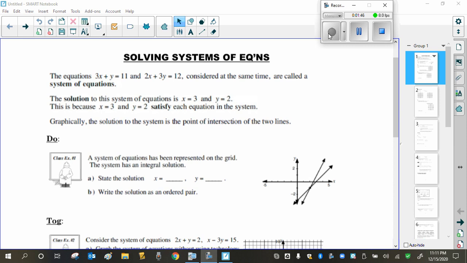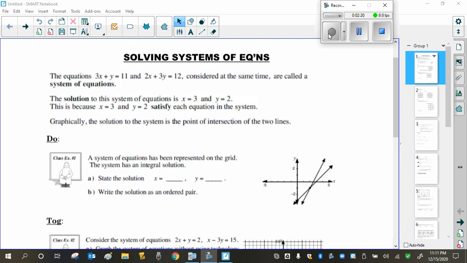Okay, let's talk about solving systems of equations. In grade 10, we're going to have two lines, two equations at the same time. They're called systems of equations. Grade 11 and 12, you might get three-dimensional and three equations in one question. What we're going to do is find the solution to the system that satisfies both equations.